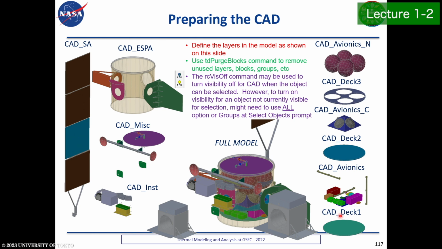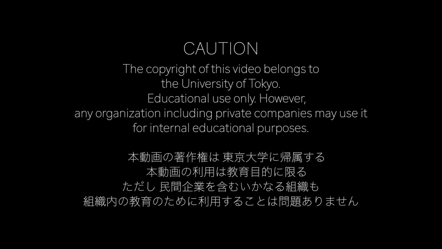All right, so preparing the CAD, these would be the different layers that we would put everything on. So we'll have the ESPA, which will include the instrument panels. We'll have the solar array. We'll have the instruments themselves. We'll also have the different avionics. So we'll have deck 1, all the avionics on it, the deck 2, the pyramid with its avionics, deck 3 and its avionics, and then the whole model.